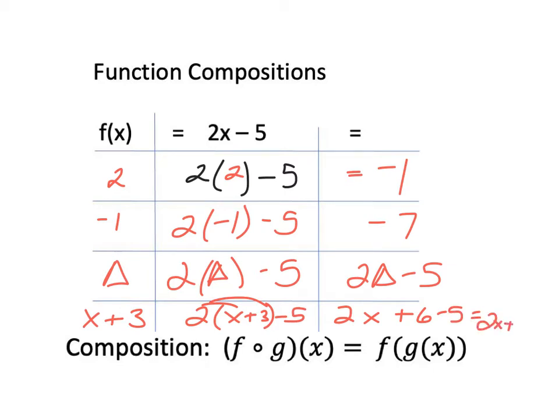This process of plugging in a function into another function is known as the composition of two functions. So this notation right here, this open circle, is read as f composed with g of x, or f of g of x, which means we're plugging g of x into f of x.